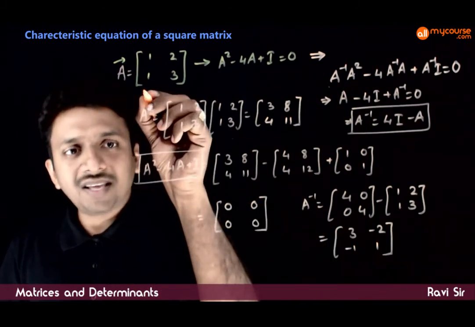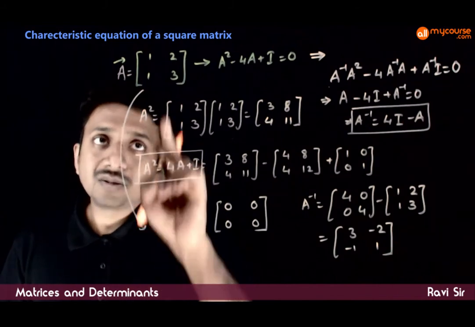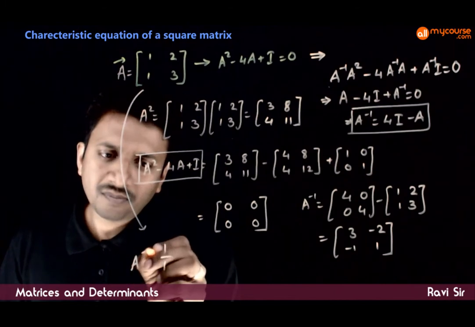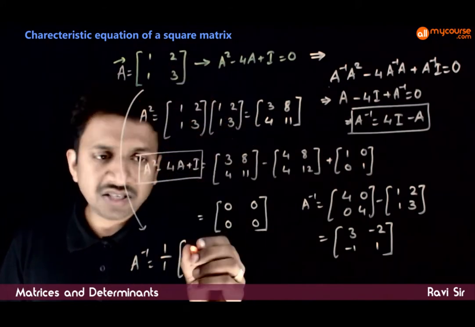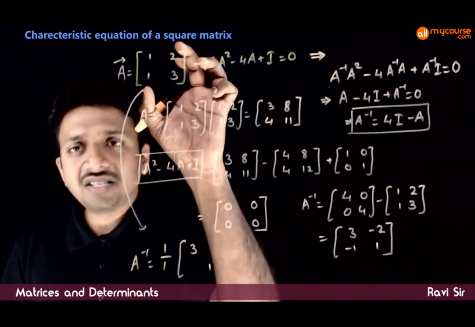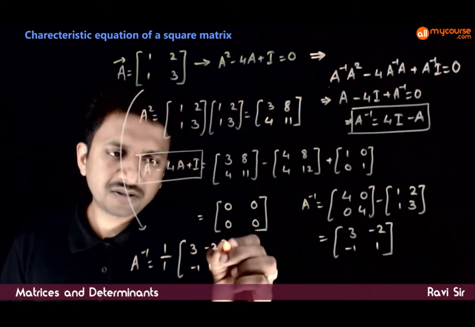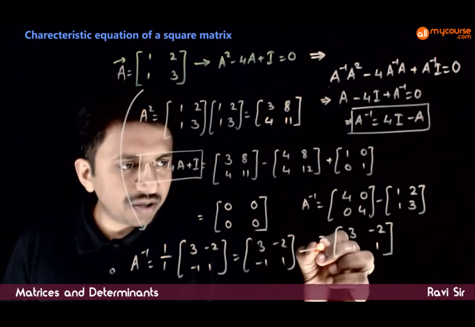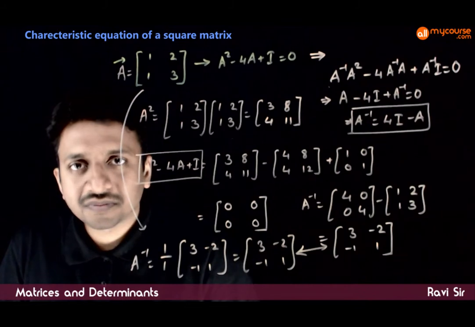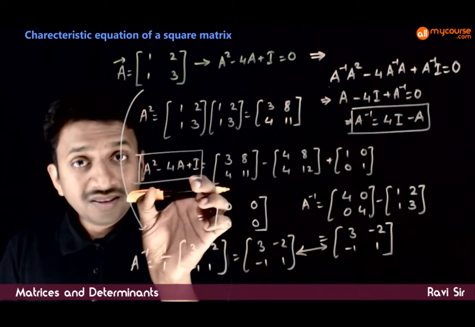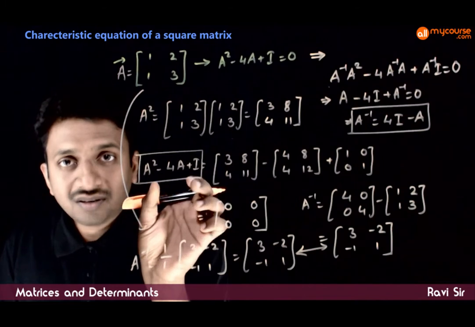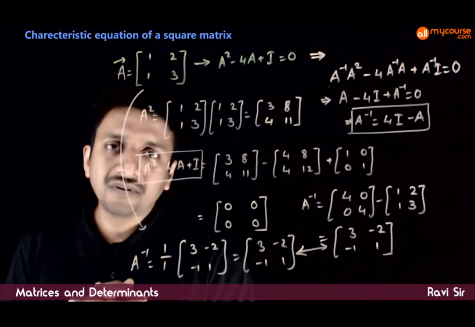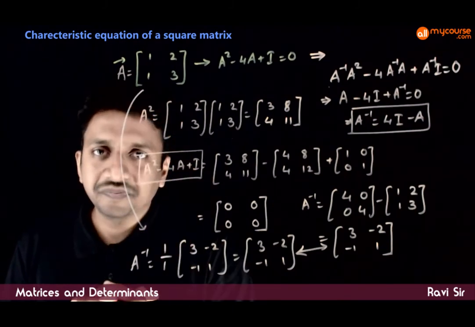So we can also find the inverse using the direct formula. 1 by det A is 3 minus 2, which is 1, so 1 by 1. And you interchange the diagonal elements and change the signs of the non-diagonal elements. That is equal to 3 minus 2 minus 1 1. So you can see that you got the same answer from both methods. The concept of the characteristic equation gives you an alternative method to find the inverses of given matrices.